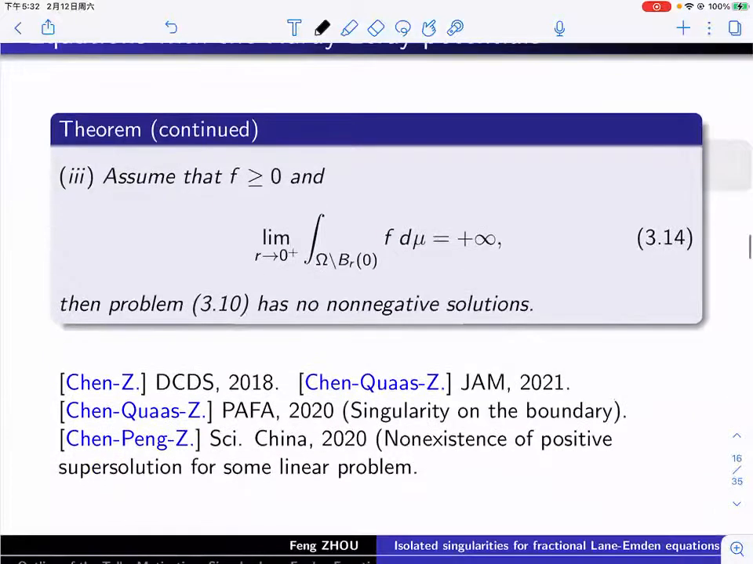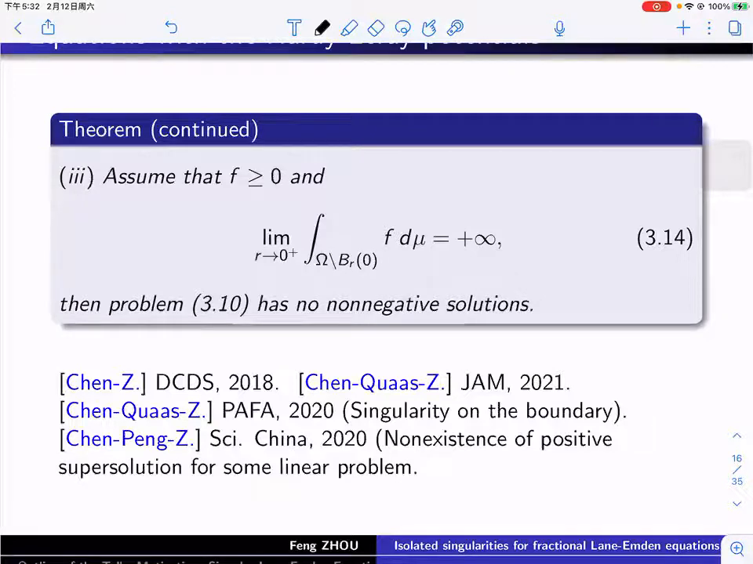If the limit of this integral is infinity and f is non-negative, then the problem has no non-negative solutions. So this gives us a great view of the existence of solutions or not. And applying this, we can get some results about the generalization of Lions' result.